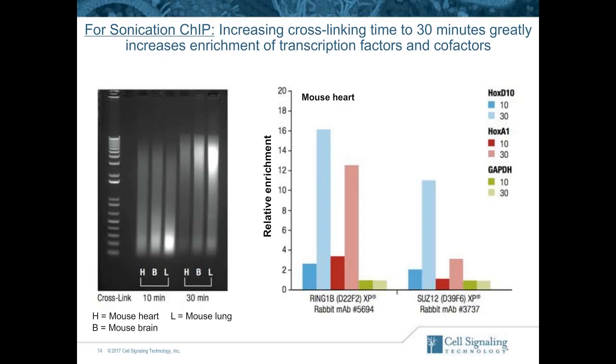And you can see with increasing cross-linking, we do get a trade-off and we get larger chromatin fragments. However, if we look at enrichment of HOXD10 and HOXA1 by ChIP-qPCR, we see that Ring1B and SUZ12, both of which bind this region, show increased enrichment when we cross-link for 30 minutes versus cross-linking for 10 minutes. And we see absolutely no increase in enrichment of this GAPDH gene, which is not a target of these complexes. And so we find again, with Sonication, if we cross-link just a little bit longer, we can actually increase our enrichment.